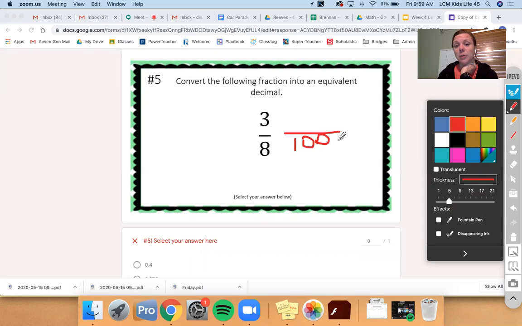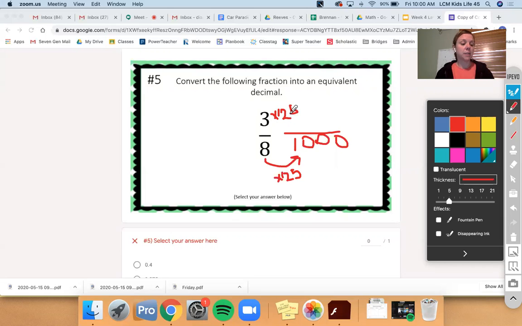Okay, so I would have to really figure out, well, what's 100 divided by 8? Does that go in equally? It doesn't. What's 1,000 divided by 8? Does that go in equally? It does. In order to get 8 to 1,000, I would have to multiply it by 125. And if I multiply the bottom by 125, I also have to multiply the top by 125.